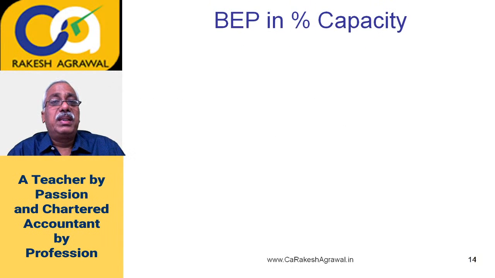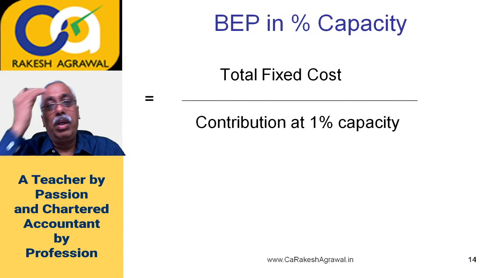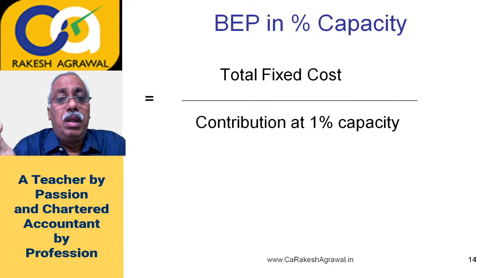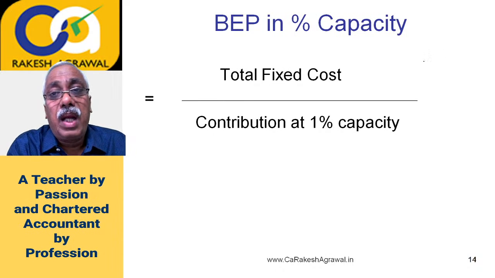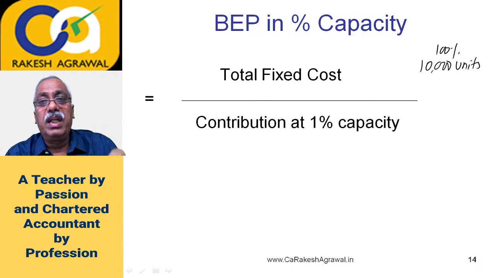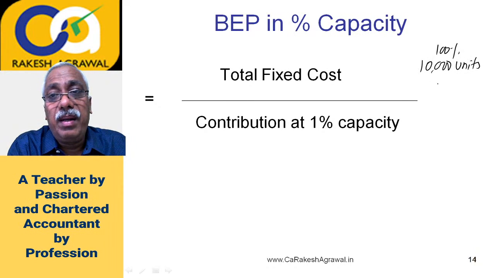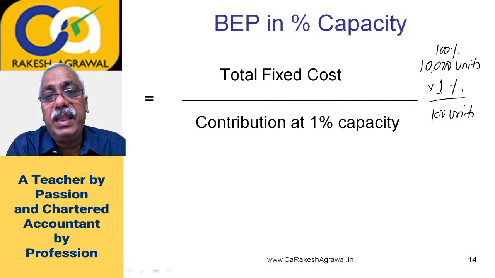If you want BP in percentage capacity, then again you have to take total fixed cost in the numerator, but you have to divide it by contribution at 1% capacity. Now you will say, how to calculate contribution at 1% capacity? So it is simple. Suppose the capacity of your plant is to produce 10,000 units. Capacity means 100% capacity. Means at 100% capacity you can produce 10,000 units. Then if you operate the plant at 1% capacity, how many units you will produce? 10,000 units into 1%, you will get 100 units. So 1% capacity is 100 units.